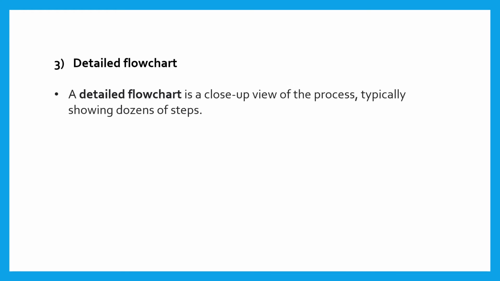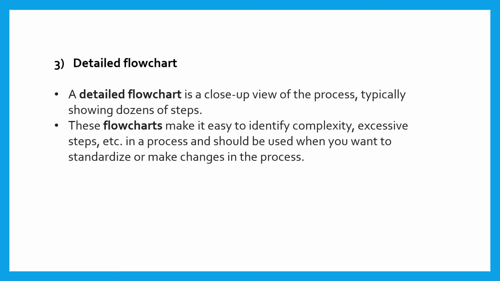Detailed flowchart. A detailed flowchart is a close-up view of the process, typically showing dozens of steps. A detailed flowchart shows what actually happens at each step in the process in detail and what happens when non-standard events occur. These flowcharts make it easy to identify complexity, excessive steps, etc. in a process and should be used when you want to standardize or make changes in the process. It also displays processes graphically, so it is possible to see redundancies and other wasted effort.